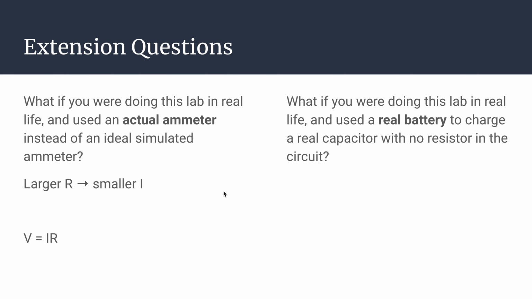In real life, equipment can be faulty, and especially with ammeters and batteries, you cannot assume zero resistance for these like you can in a simulation. So with a real ammeter, we'd have to factor in non-zero resistance, and then overall we'd have a greater resistance value and thus a smaller current value since voltage would stay constant. If we used a real battery, we'd also have to consider its resistance. So unlike in the simulation, the battery would not charge the capacitor immediately. You'd have to wait some time for it to fully charge.